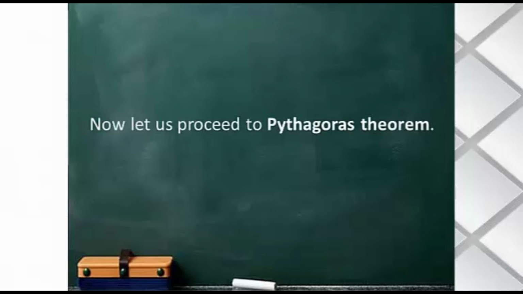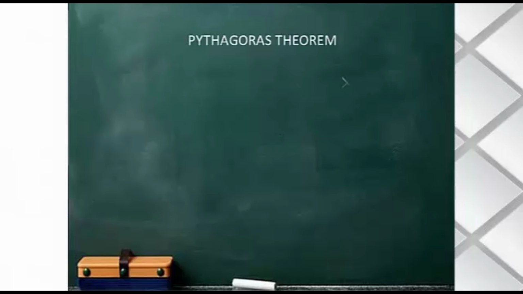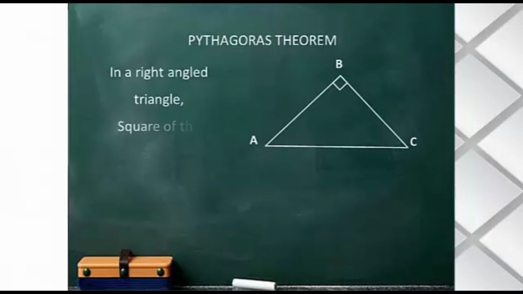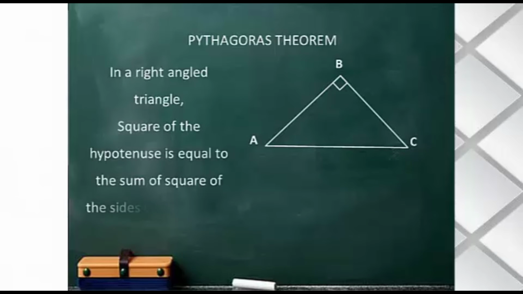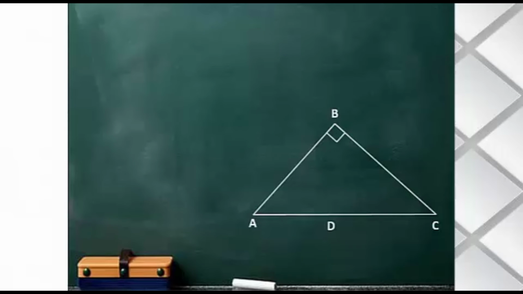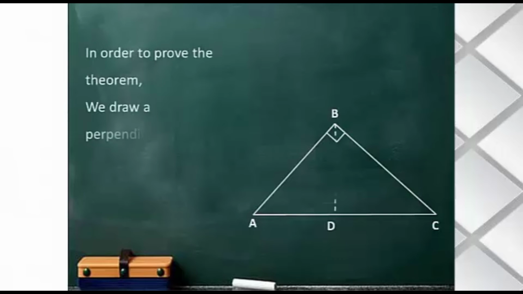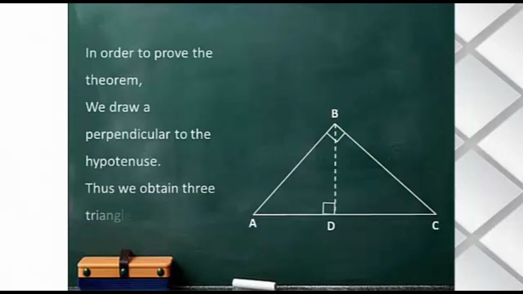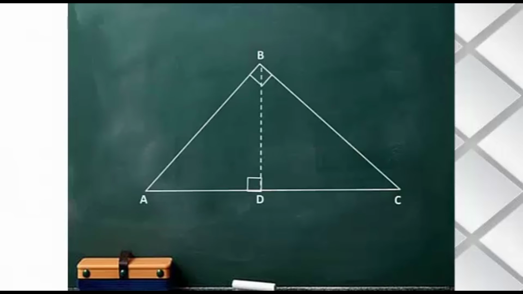Now let us proceed to Pythagoras theorem. Pythagoras theorem is applicable only to right angled triangles, where the square of the hypotenuse side is equal to the sum of the squares of the sides containing the right angle. In order to prove this, we need to draw an altitude on the hypotenuse. In turn, we get three different triangles which are similar to each other. Now these three triangles are not in the same orientation. Writing down their names in the proper order becomes a task.